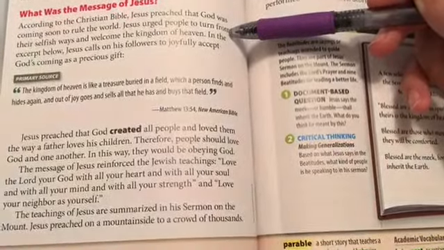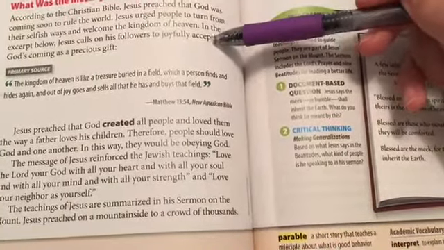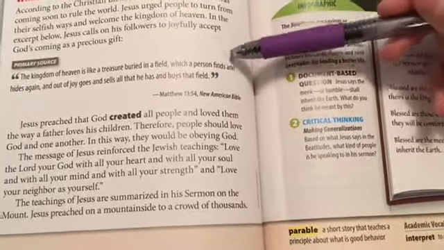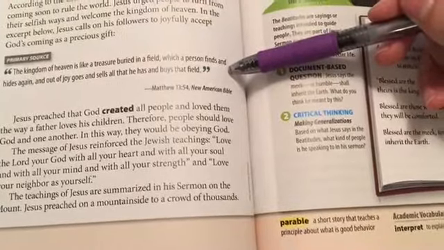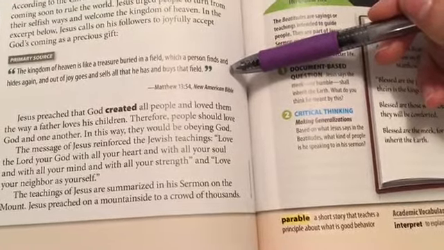According to the Christian Bible, Jesus preached that God was coming soon to rule the world. Jesus urged people to turn from their selfish ways and welcome the kingdom of heaven. In the excerpt below, Jesus calls on his followers to joyfully accept God's coming as a precious gift. The kingdom of heaven is like a treasure buried in a field, which a person finds and hides again, and out of joy goes and sells all that he has and buys that field.